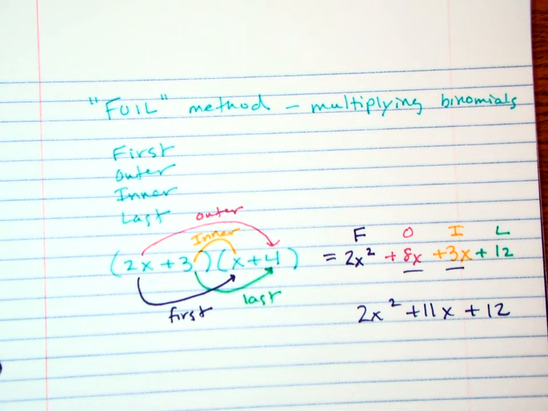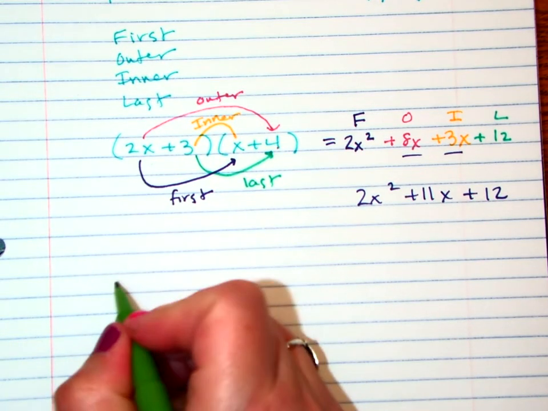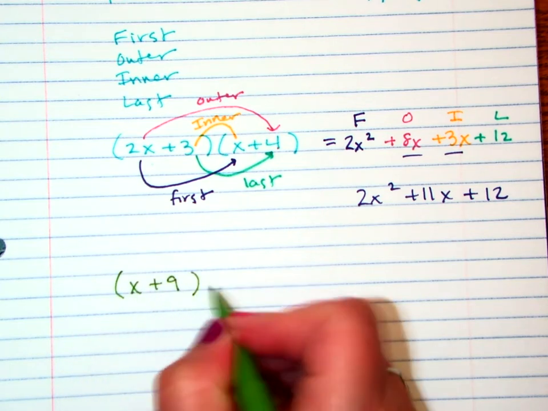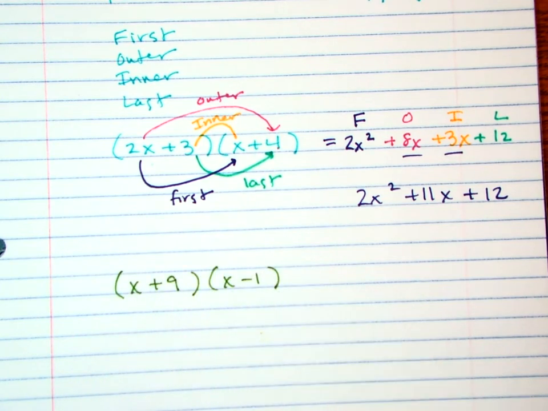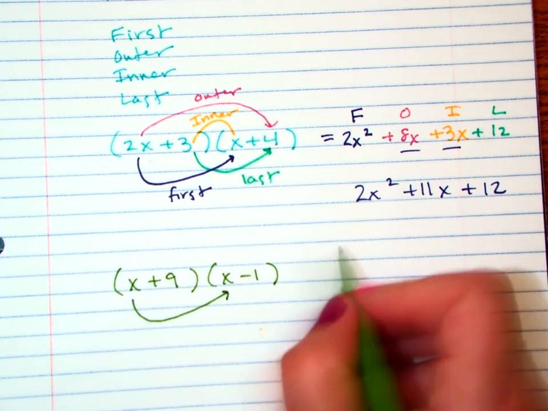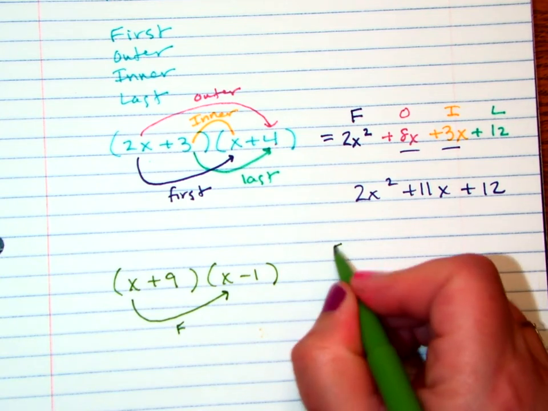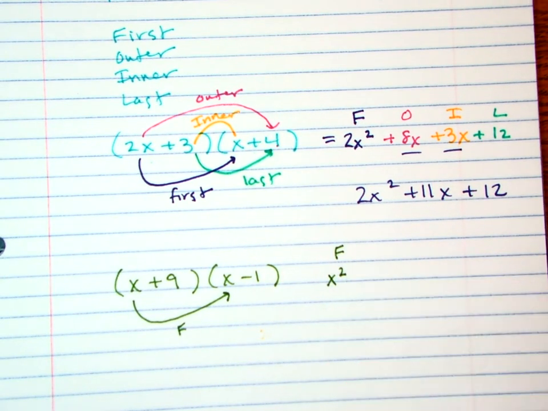And again, first, outer, inner, last. We're not going to write it that way every time. But let's, for example, do x plus 9 times x minus 1. Now we're going to do the first two terms, and I'm going to write it as first over here. So that's x squared.